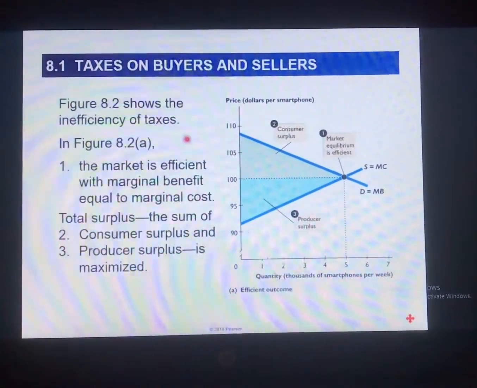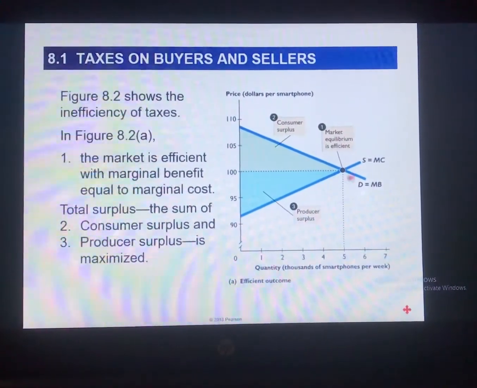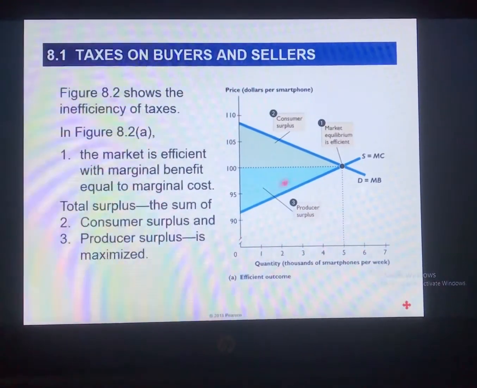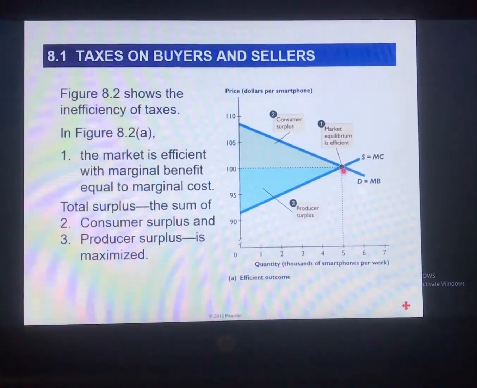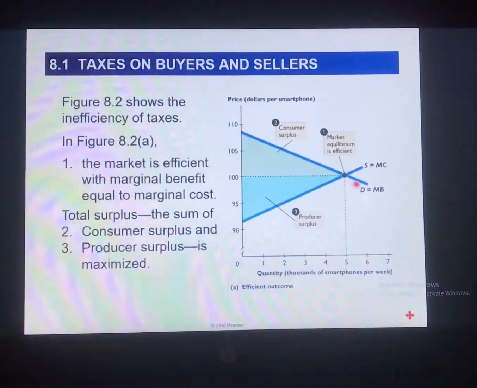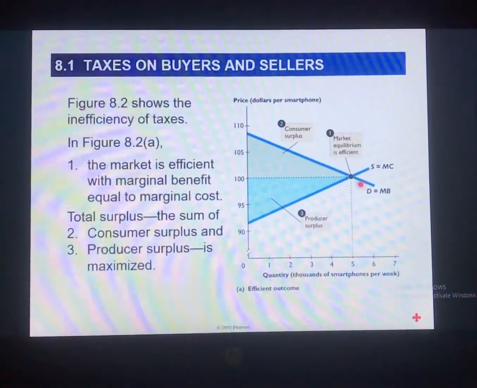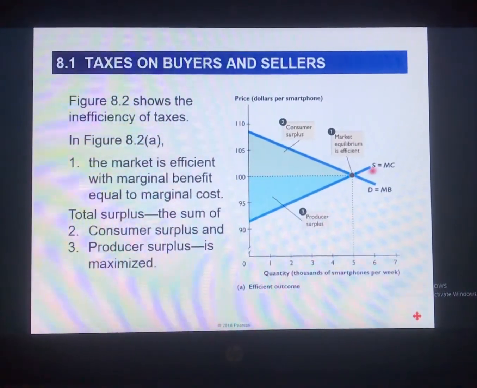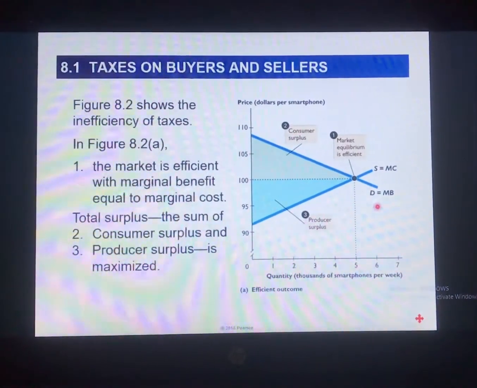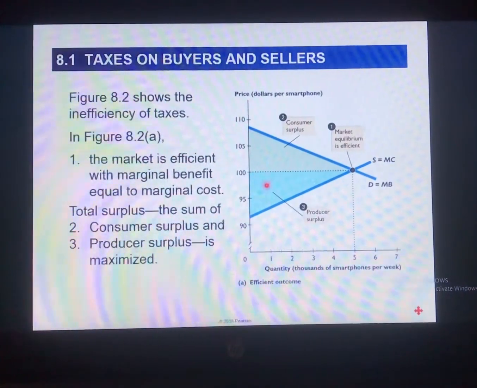Here, this triangle shows us our consumer surplus, this is producer surplus, and this is the market equilibrium. Point 1 shows the market is efficient, with the marginal benefit equal to the marginal cost. So total surplus is the sum of consumer surplus and producer surplus.